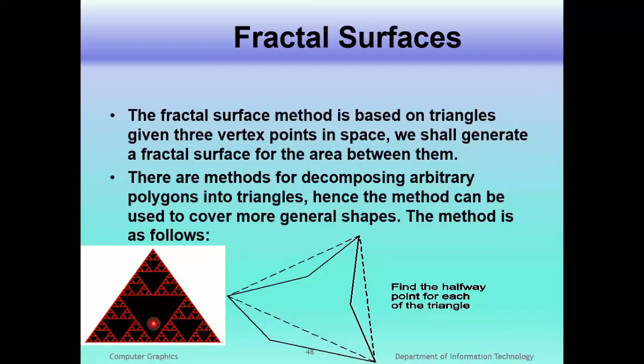In this animation, we call a different type of fractal, that is, one triangle converted into another triangle by its center and so on repeatedly again and again. This is also one of the examples of fractal surface.